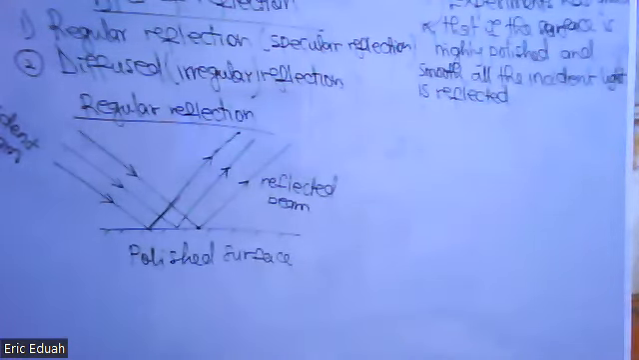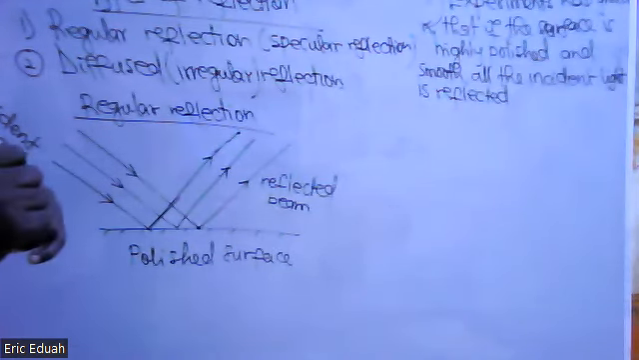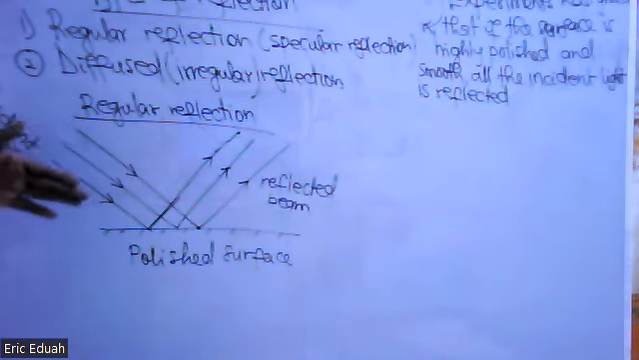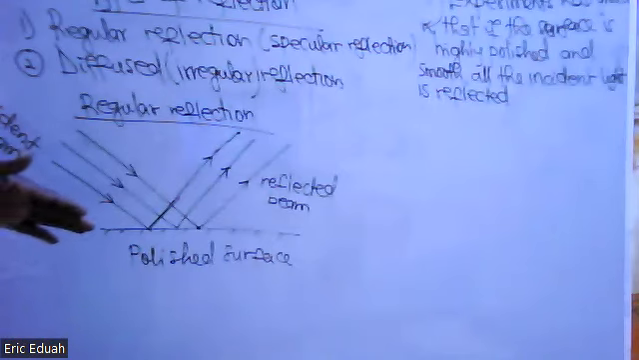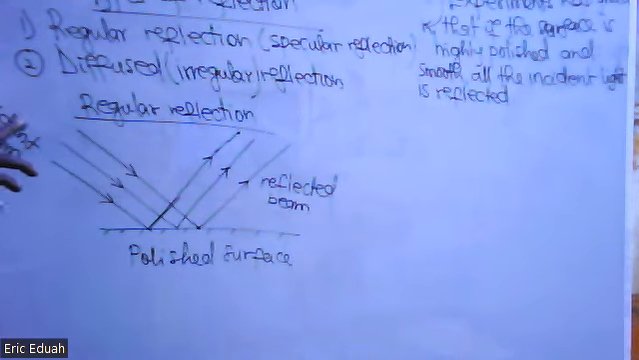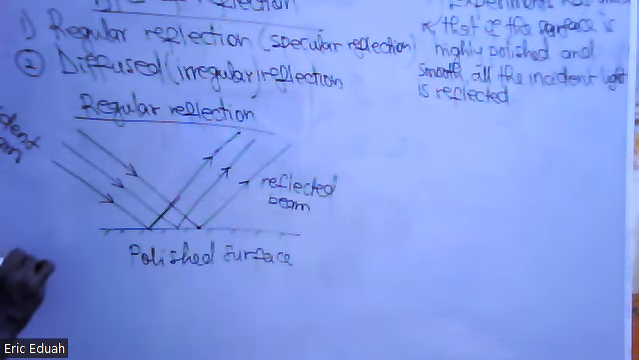Regular or specular reflection occurs when you have well polished or smooth surfaces. We have an incident beam, and because the surface is well polished and smooth, every beam with incidence gets reflected. An advantage of regular reflection is that it brings about formation of images.